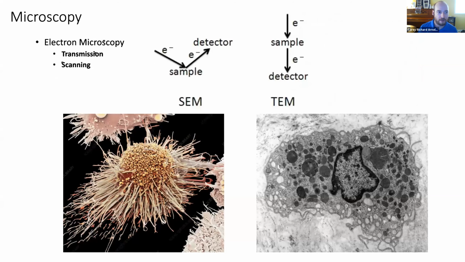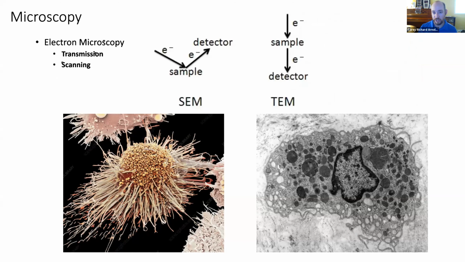And finally, electron microscopy has some very, very cool images associated with it. The simplest way I can describe this is with scanning electron microscopy. Electron beams are shot at a sample and bounced off, and it's detected where they bounce off and can be rebuilt into an image. So here's an image of a macrophage on the left there, done by scanning electron microscopy.